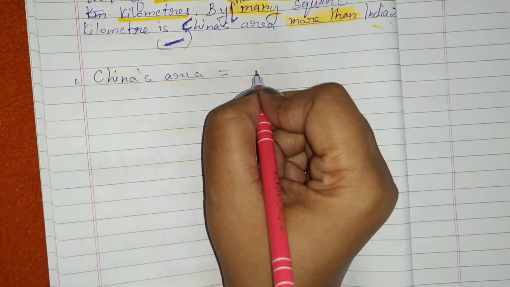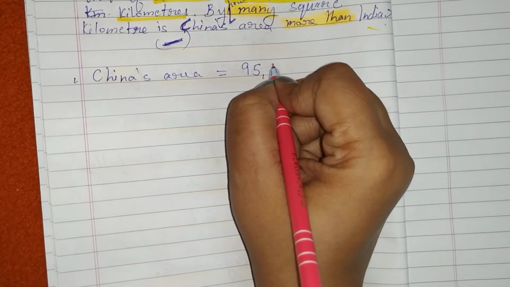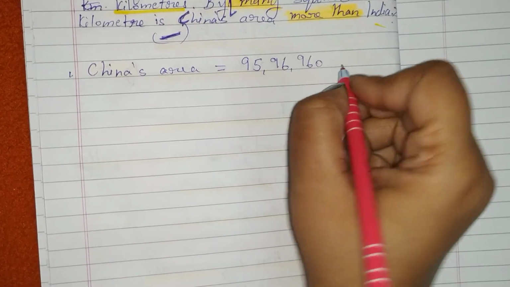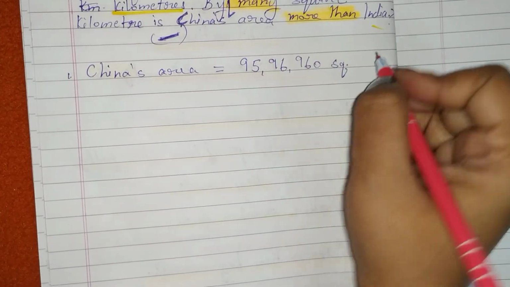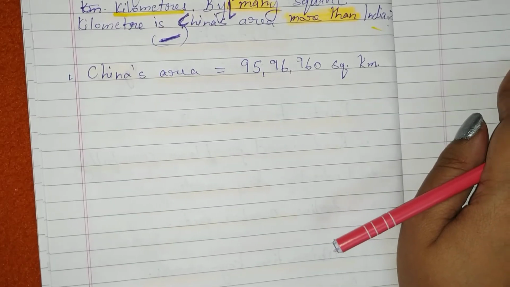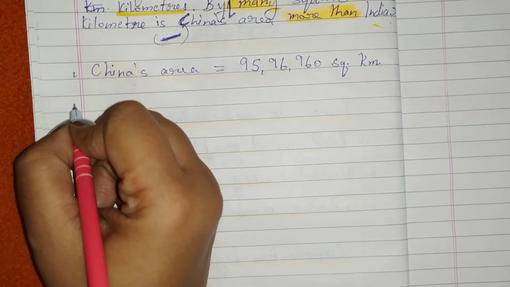How much? 95 lakh 96,960 square. This is a short form of square kilometers. Clear? Now note down the second information that is given.